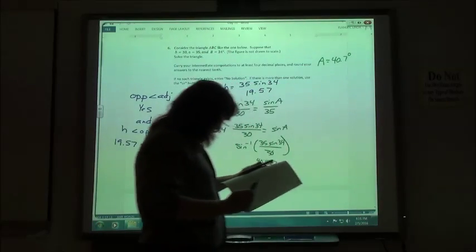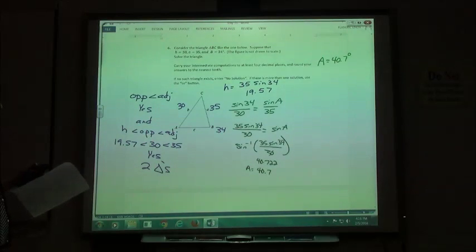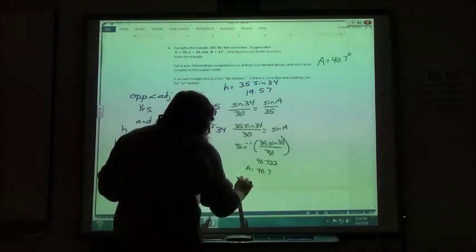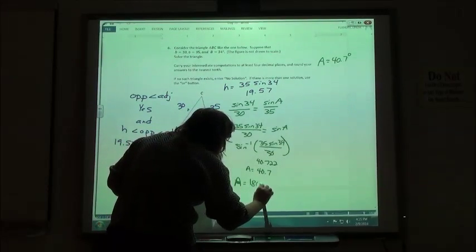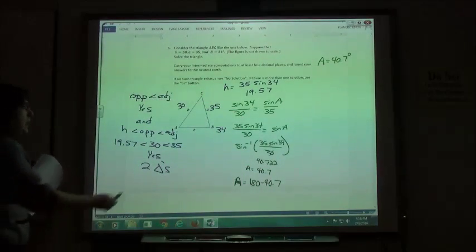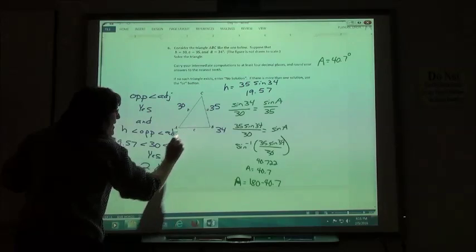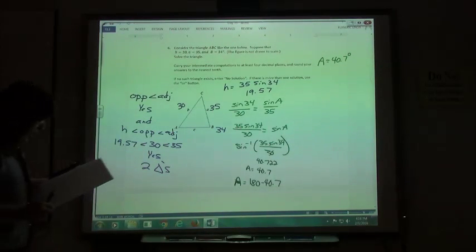So A is going to equal 40.7 degrees. Now that's for one of my triangles if A is an acute angle. If A happens to be the obtuse angle, what I'm going to do for my other angle A is take 180 and subtract the 40.7, making a straight line across here. So 180 minus 40.7 gives me 139.3.